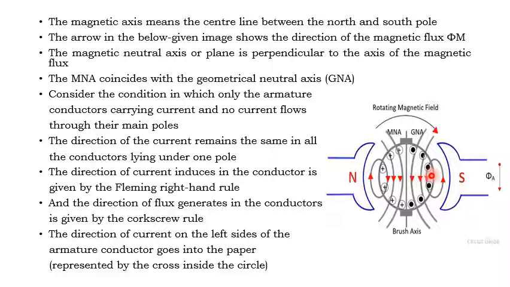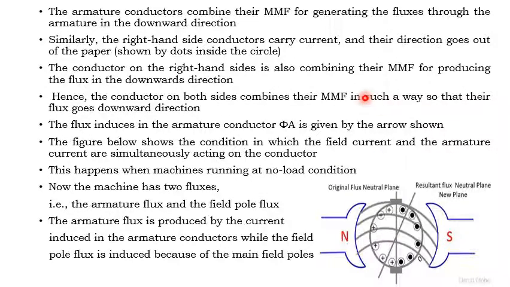Now the direction of current on the left side of the armature conductor, which goes beyond the field, is represented by a cross inside the circle. We just consider here the armature conductor which goes into the paper. So this is outside the field, the armature conductor here. And the armature conductors combine their MMF for generating the fluxes through the armature in the downward direction.